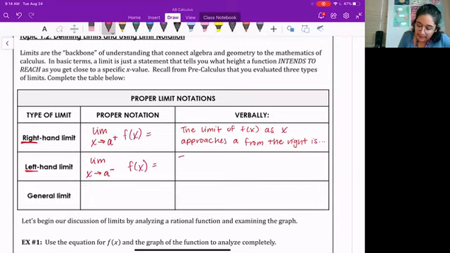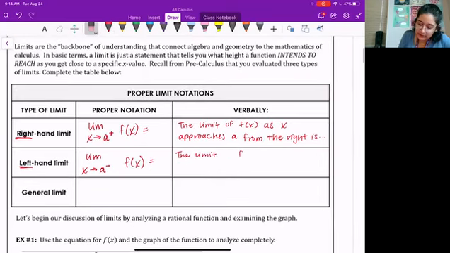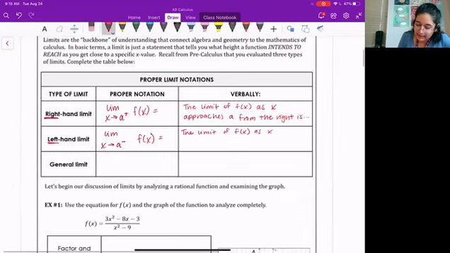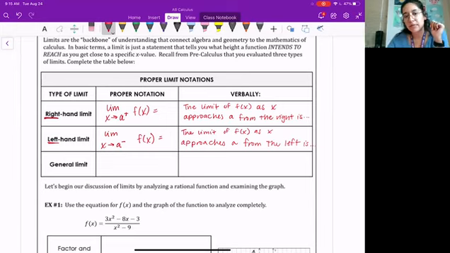If I was going to say this, I would say the limit of f of x as x approaches A from the left this time is some value. Great. So I can have a limit as x approaches whatever value from the right, and I can have a limit as x approaches whatever value from the left.